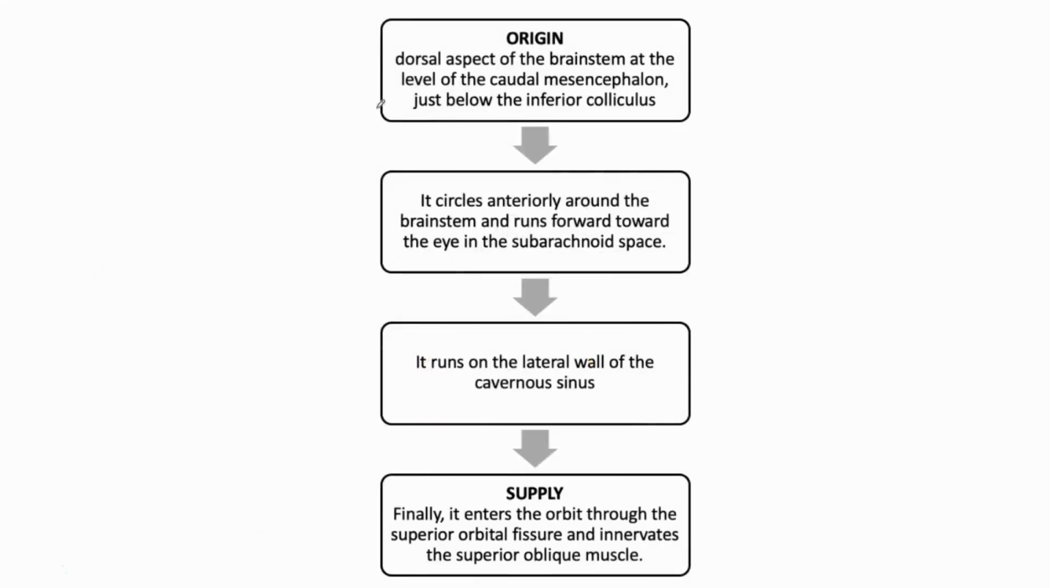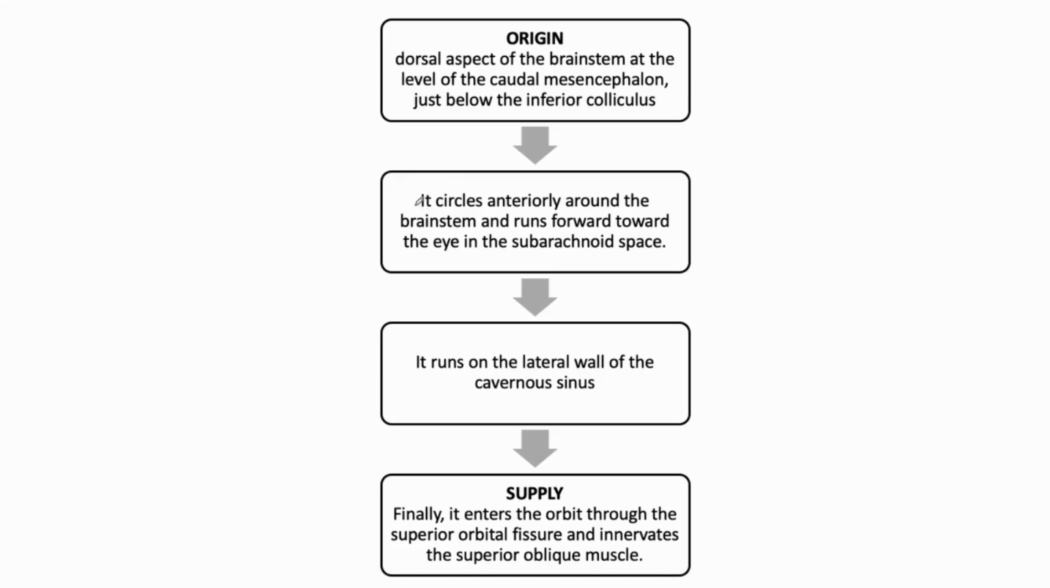Let us look at the origin and distribution of cranial nerve 4 with the help of a flow chart. As we already discussed, the origin is from the trochlear nucleus, which is located in the midbrain at the level of the inferior colliculus, and it takes origin from the dorsal aspect of the midbrain. It is a unique feature. All the other cranial nerves take origin from the ventral aspect of the midbrain. The exception is the trochlear nerve, which takes origin from the dorsal aspect.